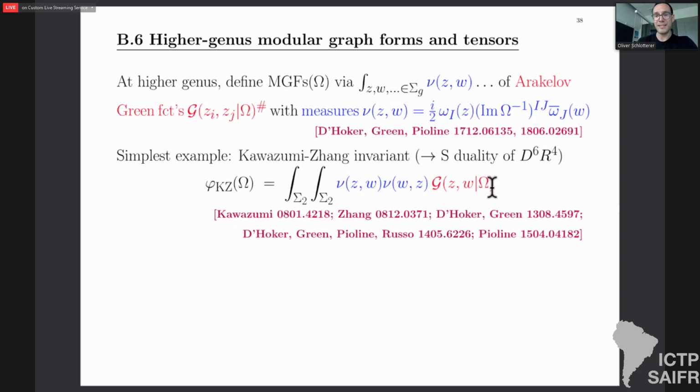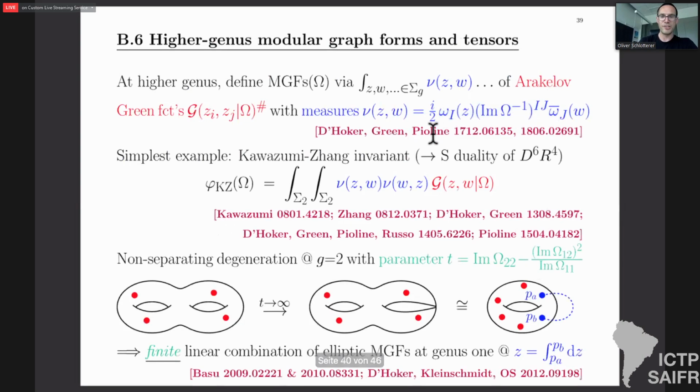So you can, again, integrate polynomials in hierarchical Green's functions. But now you have a lot more integration measures to choose from. So now you have a G-vector of abelian differentials on a genus G surface. So there is now a combinatorial layer: which kind of measure you want to use, in which way you contract the indices I and J that you don't see at genus 1. So the groundbreaking papers on modular graph forms are essentially those up here, where the simplest example has already been studied for a while and used to do impressive explicit checks of S-duality.